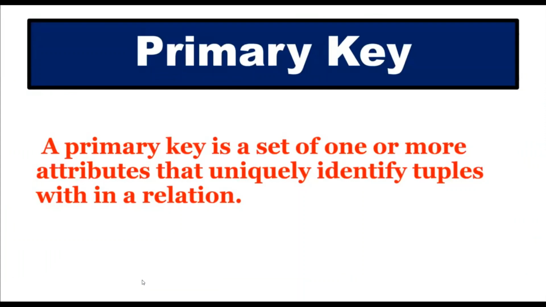The next category of key is primary key. This is again a set of one or more attributes that uniquely identify tuples within a relation.